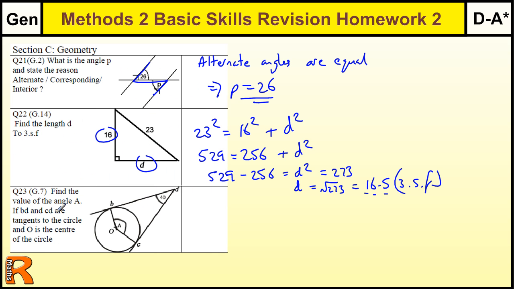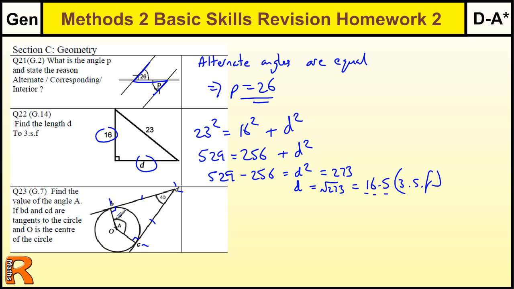Question 23. This is a circle theorem. This circle theorem is to do with tangents to the circle. This distance here between C to D and B to D, if they are tangents, that is equal. So these two lines are equal. This forms a kite with the two radii. And we know that these two are 90 degrees because tangents are always 90 degrees to the radius.